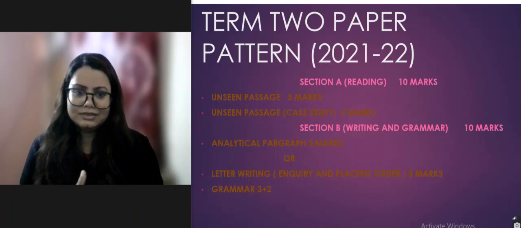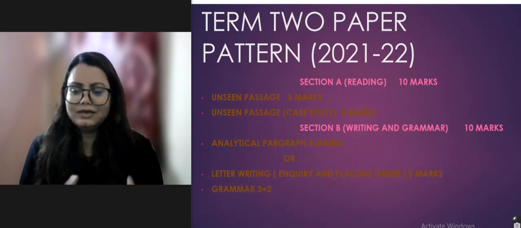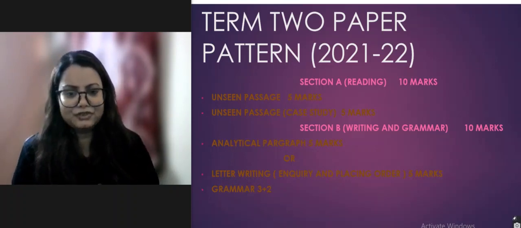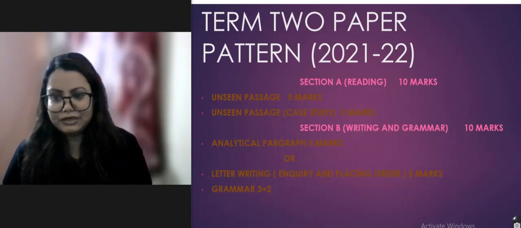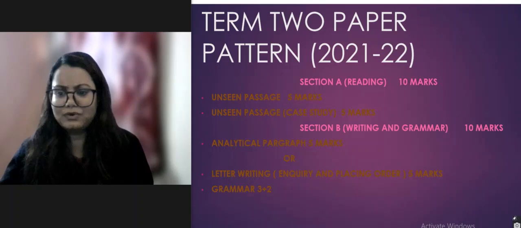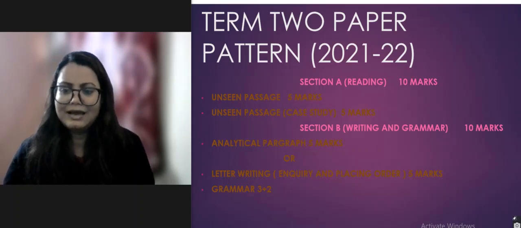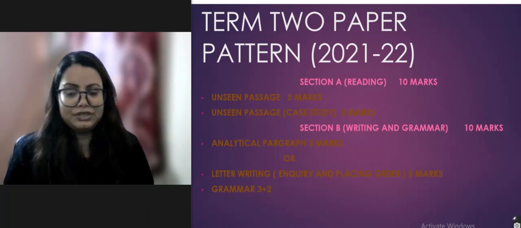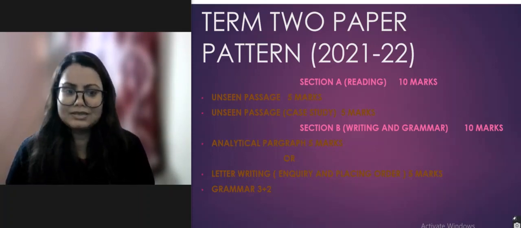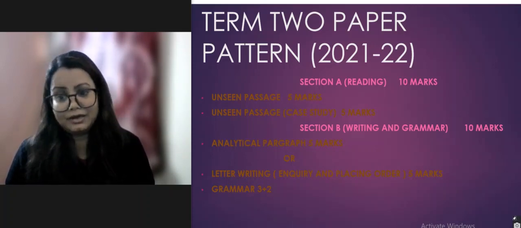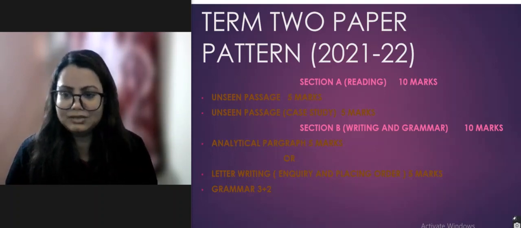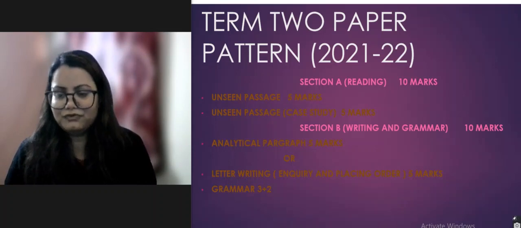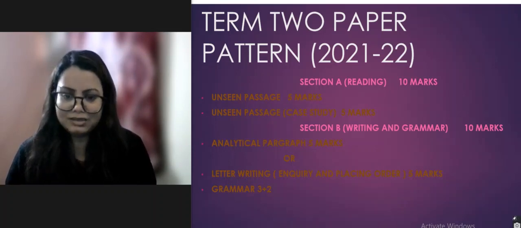Now let's understand what kind of paper we can expect for term 2. The paper is divided into three sections like it is always divided, which is reading, writing, and literature. It is a 40 marks paper. Section A, which is the reading section, will come for 10 marks. Section B, which is the writing and grammar section, will again come for 10 marks. The remaining 20 marks will be covered by literature.